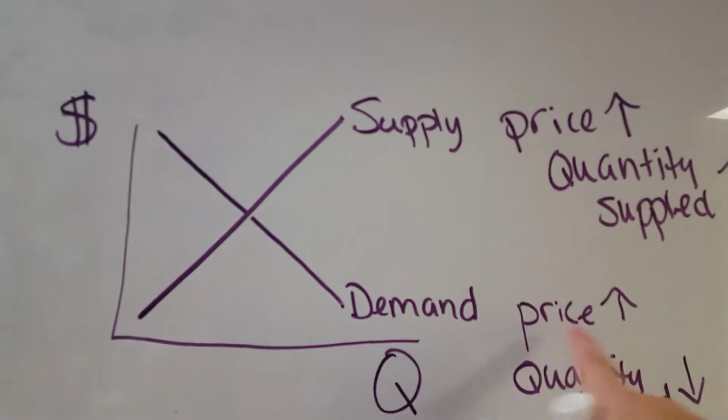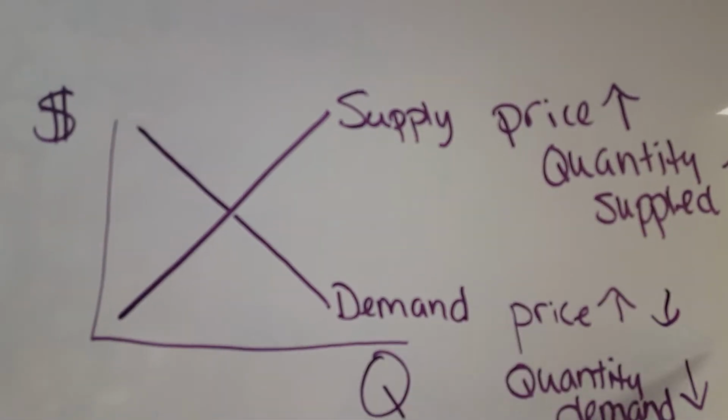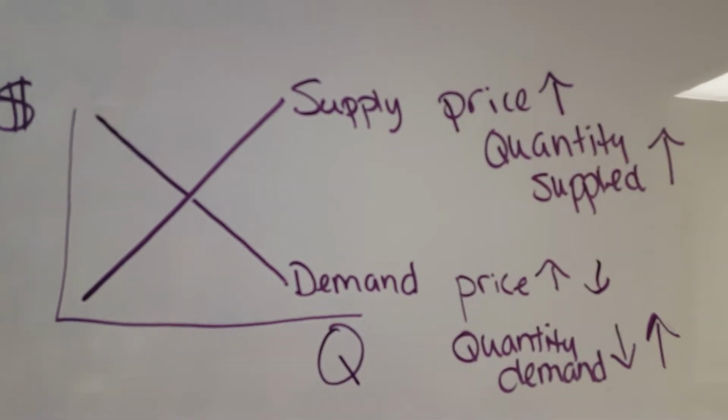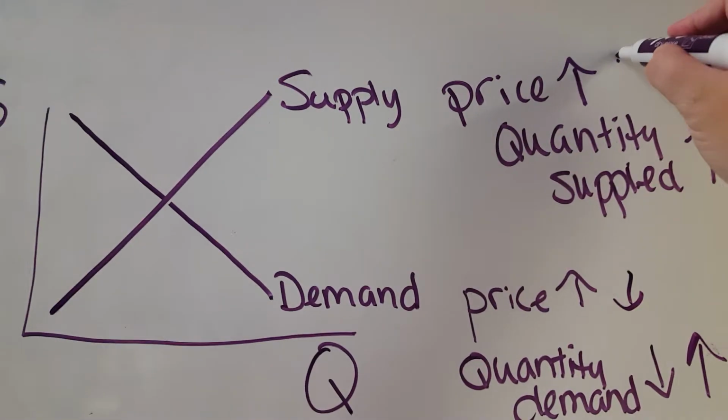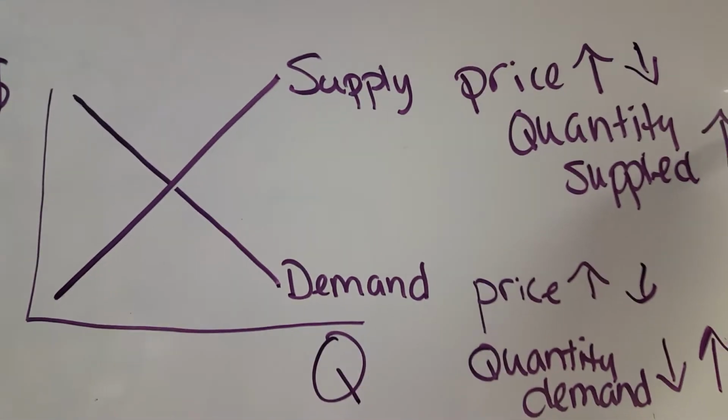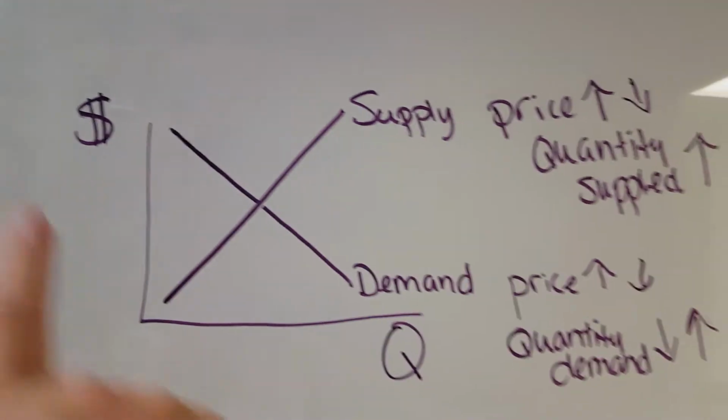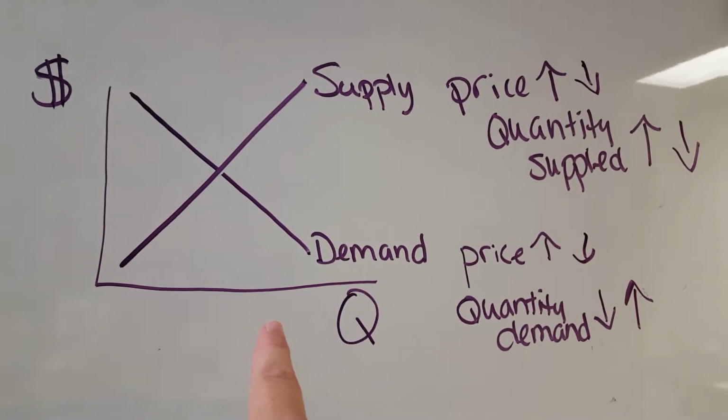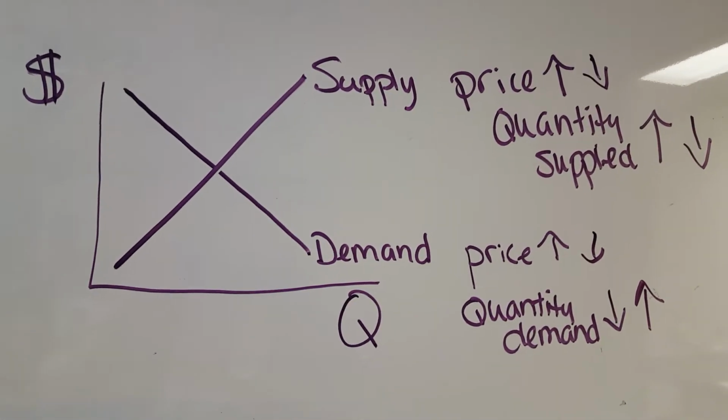And the opposite of all this is true. As for demand, as price goes down, you're going to demand more of it. Cheaper, you're going to demand more. And if price goes down, businesses are going to supply less. So that makes our supply and demand curves look the way that they do.